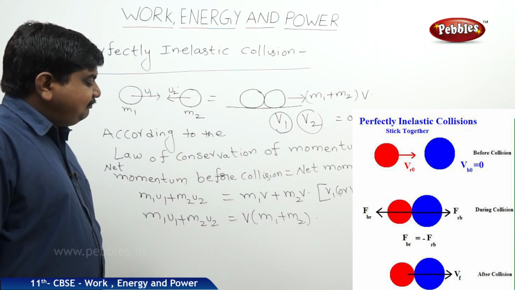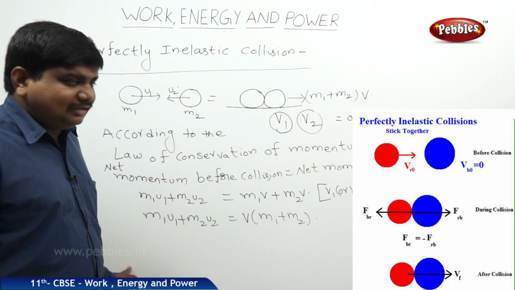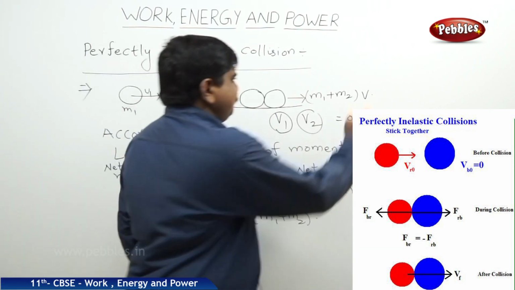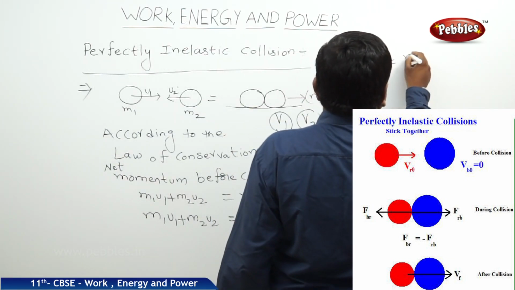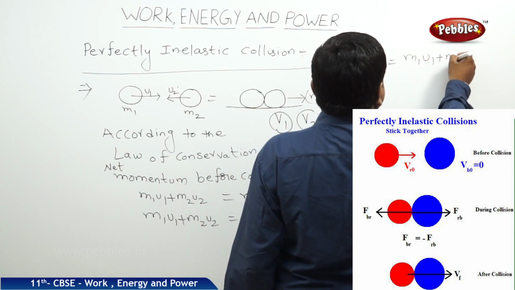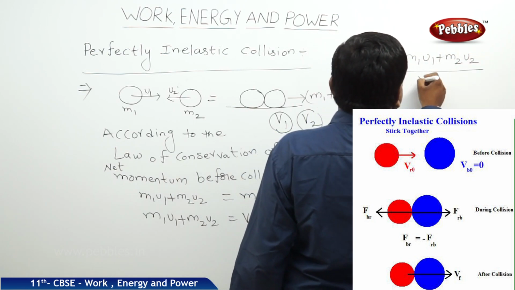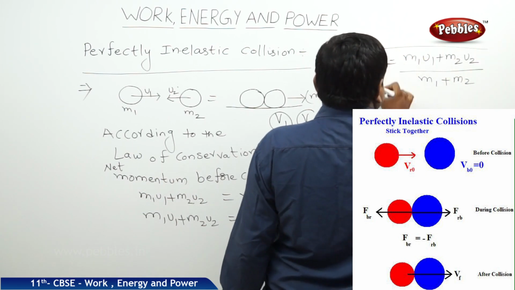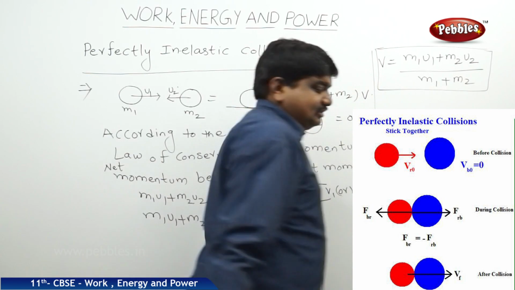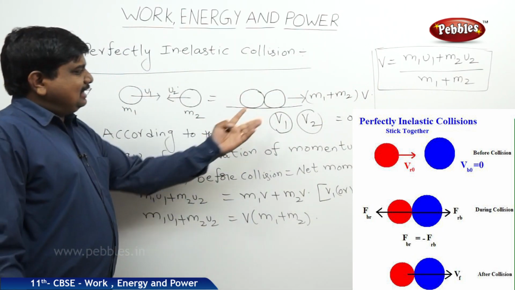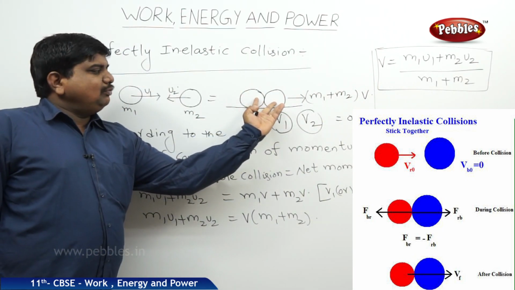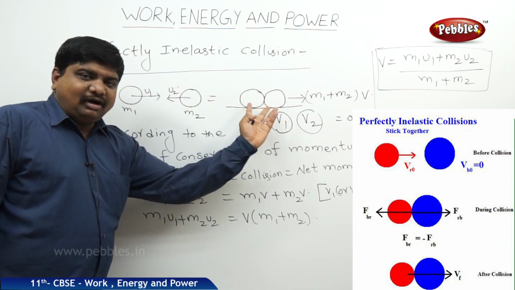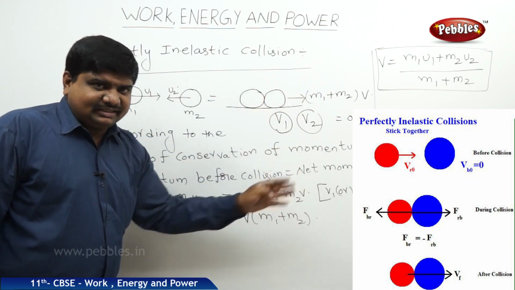So we can find out the final velocity of the entire system in this perfectly inelastic collision: v is equal to m1 u1 plus m2 u2 by m1 plus m2. This is the final velocity of the system after the collision. Why are we calling it a system? Because it contains the two bodies which stick together and move with a common velocity in either forward or backward direction.